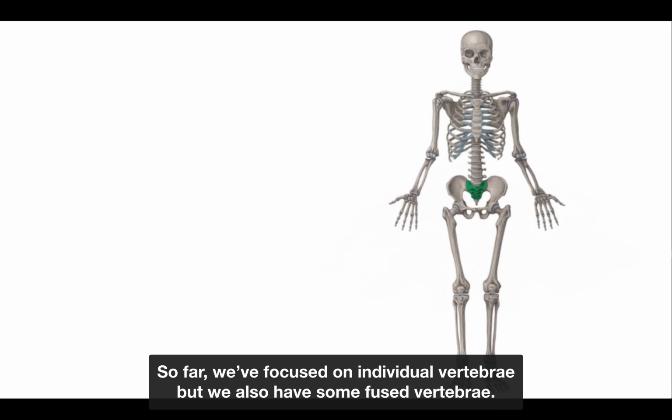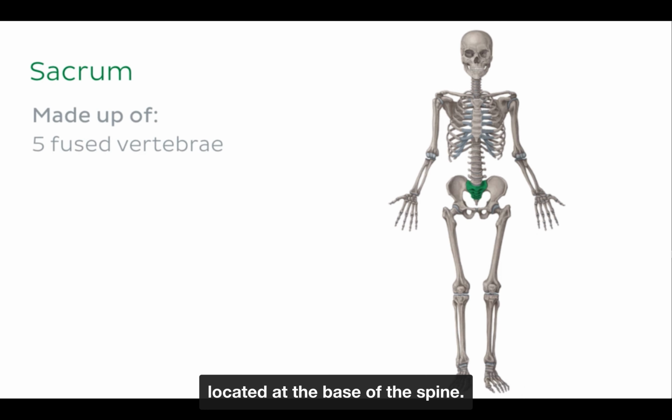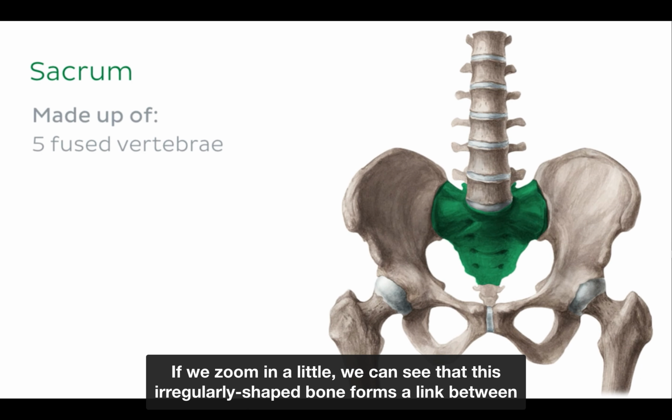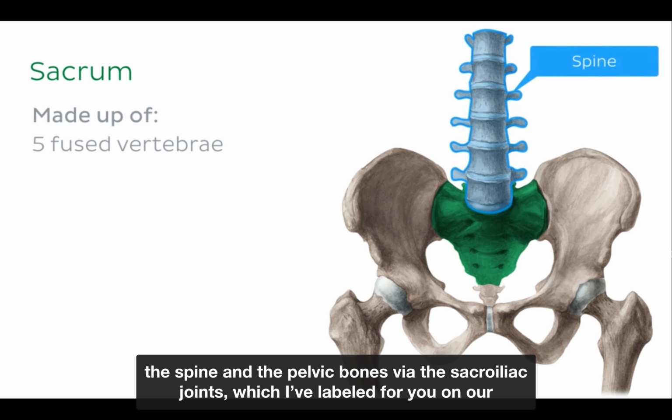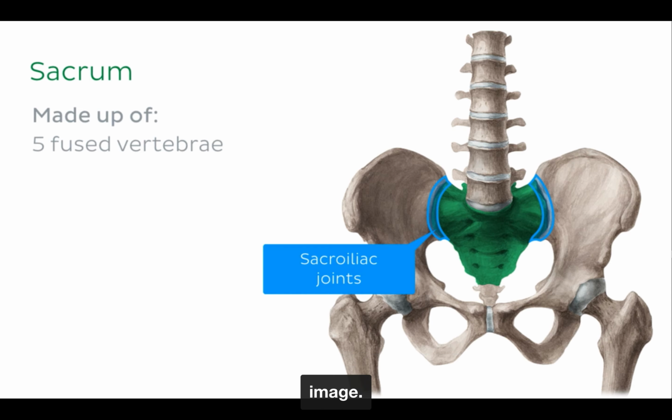So far we've focused on individual vertebrae, but we also have some fused vertebrae. The sacrum is actually made up of 5 fused sacral vertebrae, and as you can see, it's located at the base of the spine. If we zoom in a little, we can see that this irregularly shaped bone forms a link between the spine and the pelvic bones via the sacroiliac joints, which I've labelled for you on our image.